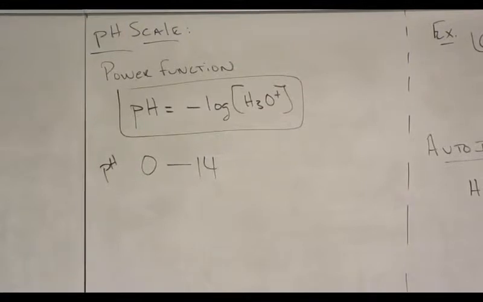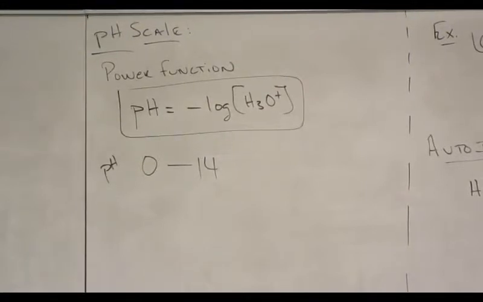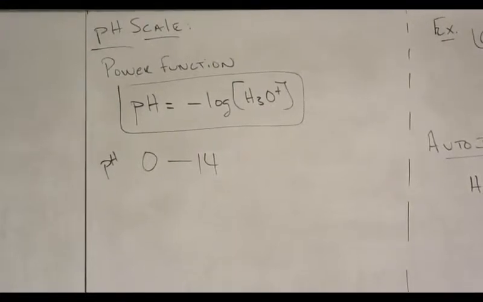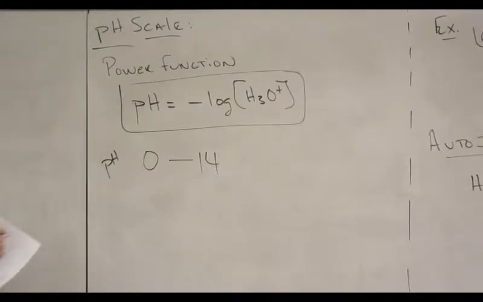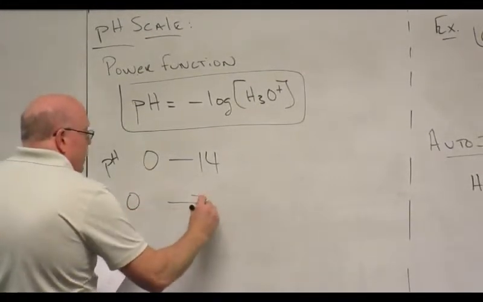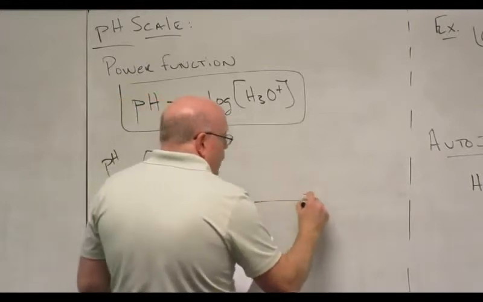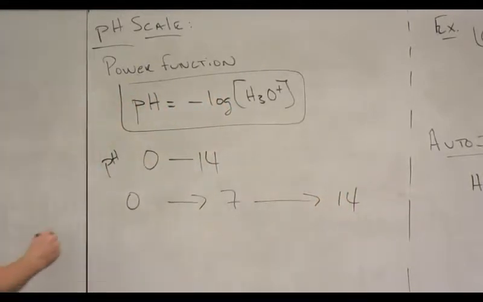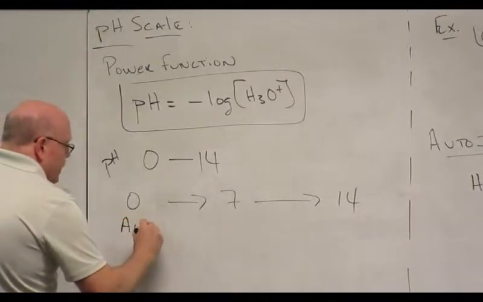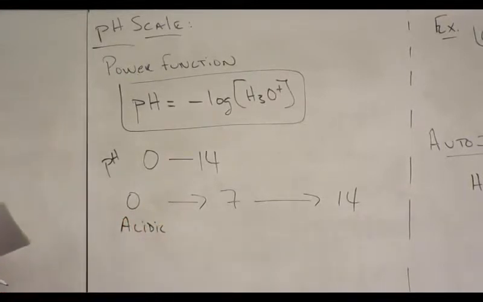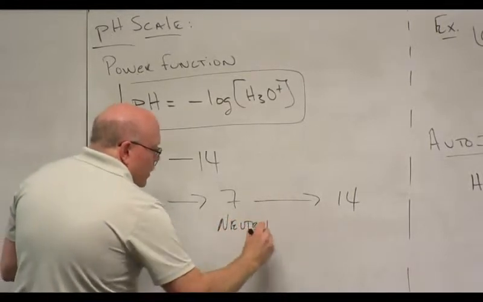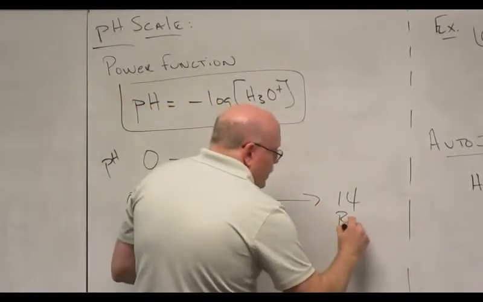There are negative pHs, but the conventional scale goes 0 to 14. When we look at the pH scale, we look at 3 areas. Look at 0, 7, up to 14. On this side, we have the extremely acidic range, neutral at 7, and at the other end, we have the base side.